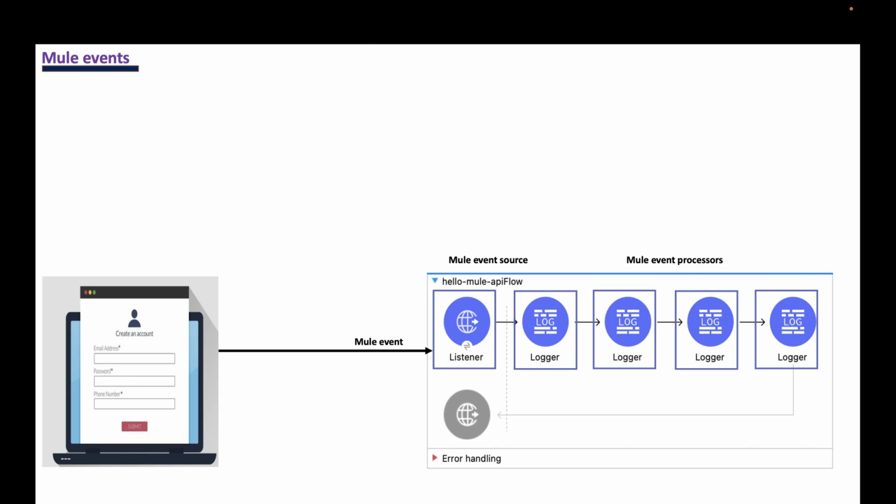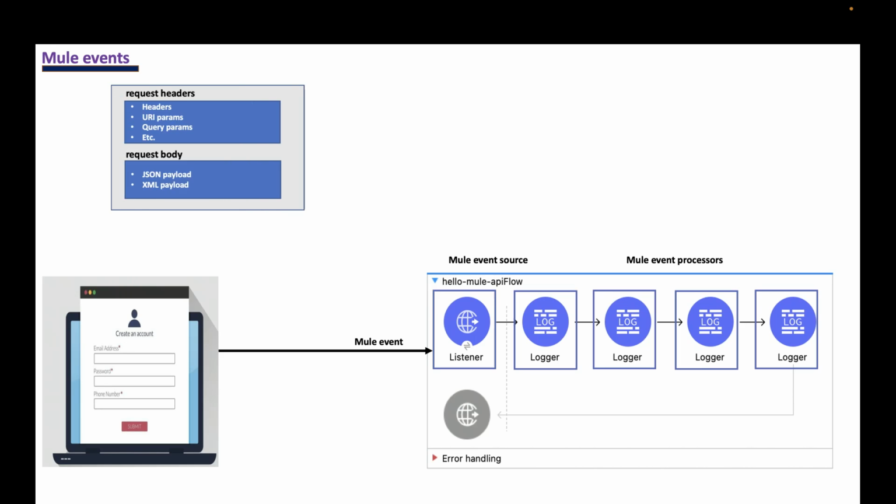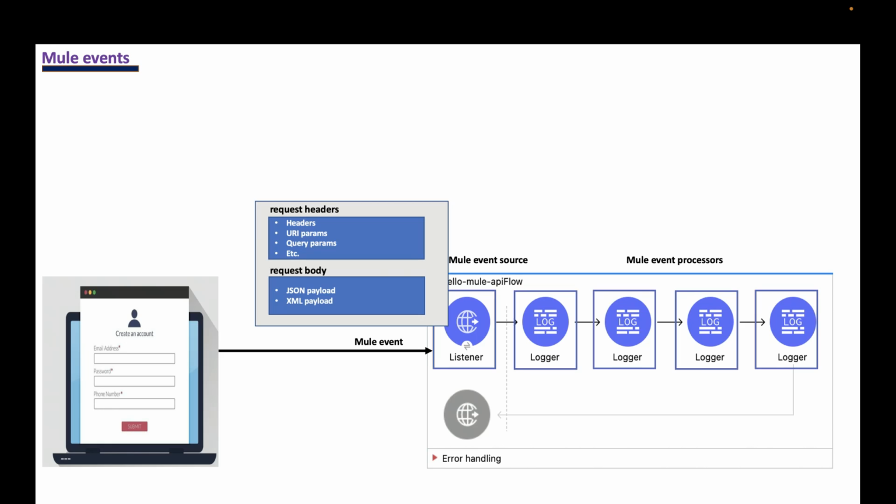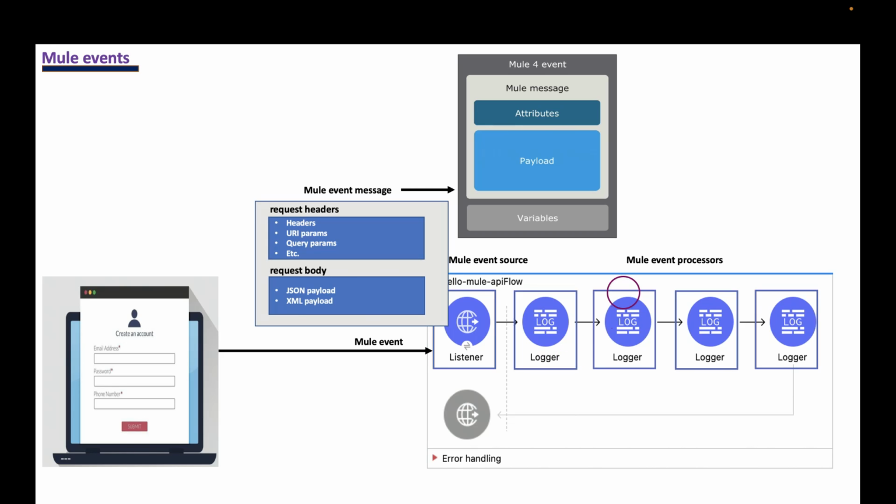Whenever a client makes a request to the service by sending input data, that will come to the event source as a Mule event. And this Mule event contains a message structure. The message structure helps us hold this input data in the Mule message. So whenever we get headers data or body data, that will be injected into the attributes and payload of the Mule message. The header values will go to the attributes and the input data inside the body will be injected into the payload.